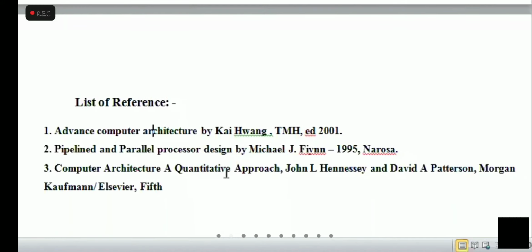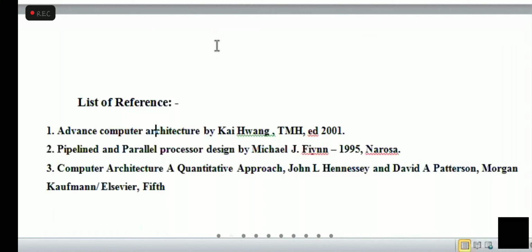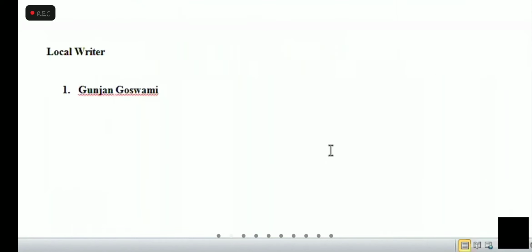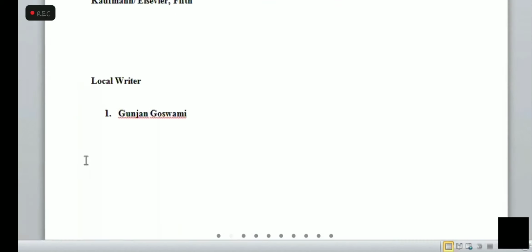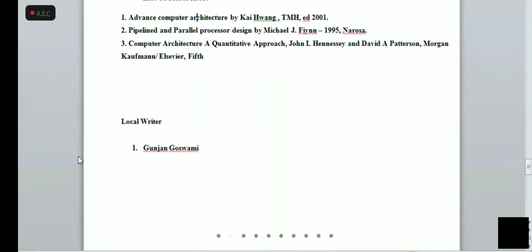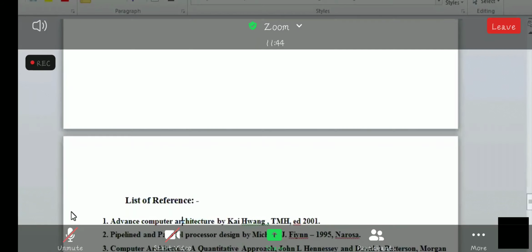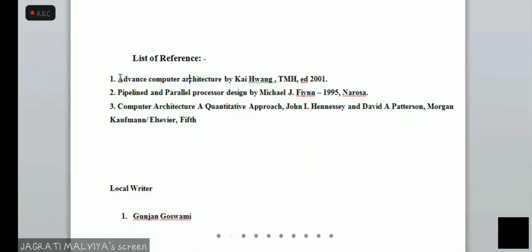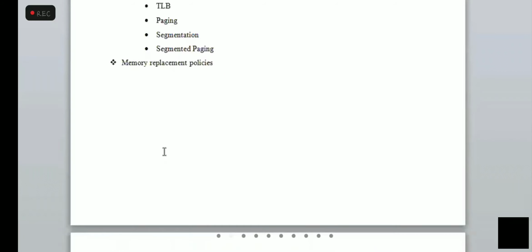So you have to prefer more than one book, and some websites and soft copies of notes which cover the whole syllabus. One local writer is Gunjan Goswami, who covers at least 50 to 60% of your syllabus in the book. So I would say first prefer Advanced Computer Architecture by Kai Hwang and Gunjan Goswami, and another writer is Amit Gupta or Amit Mishra, I think something like that. I will confirm it for you. So these are the books, and this is your syllabus.